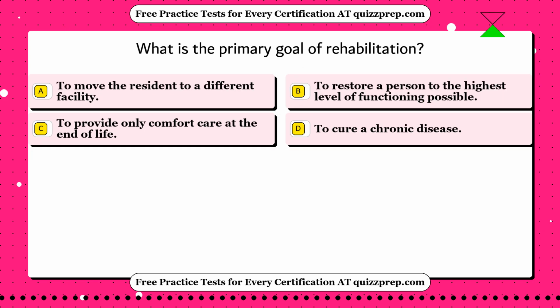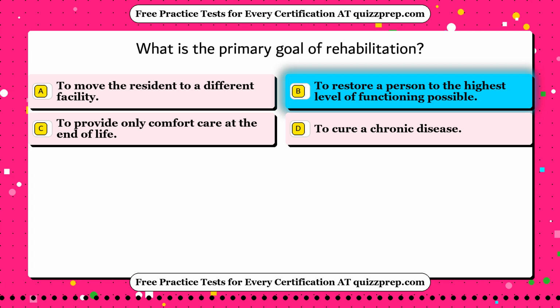Question 81. What is the primary goal of rehabilitation? Option A. To move the resident to a different facility. Option B. To restore a person to the highest level of functioning possible. Option C. To provide only comfort care at the end of life. Option D. To cure a chronic disease.